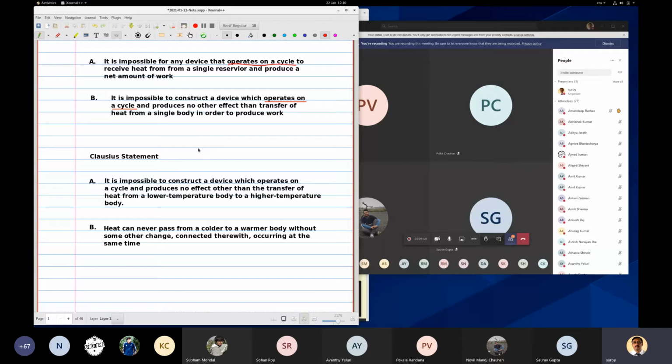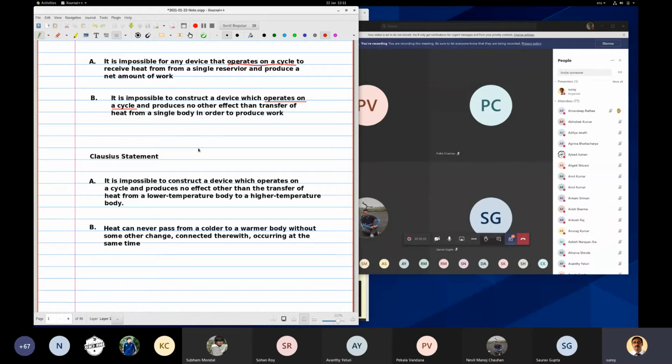But we are doing something else along with it. We have designed such a big, costly machine to do that. So it is not a spontaneous thing. A lot of effort is needed. So it is impossible to construct a device which operates on a cycle and produces no effect other than the transfer of heat from lower temperature to higher temperature. In the case of a refrigerator, what does it do? It takes heat from a lower temperature and throws it out to a higher temperature, and for that we also have to run a compressor inside. That compressor takes work.